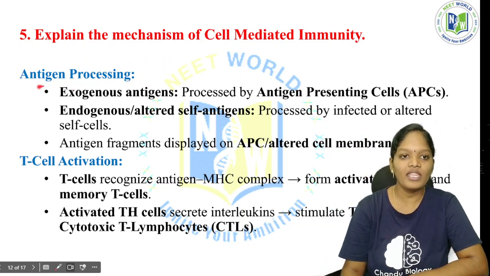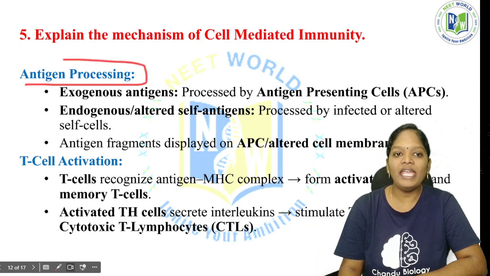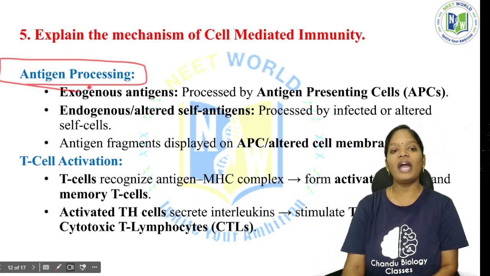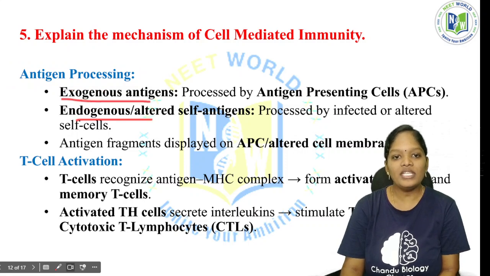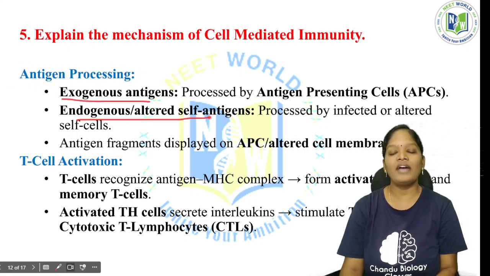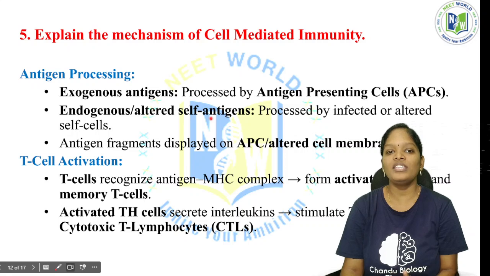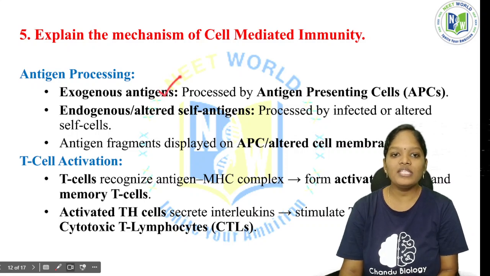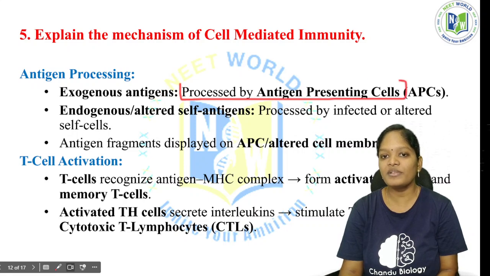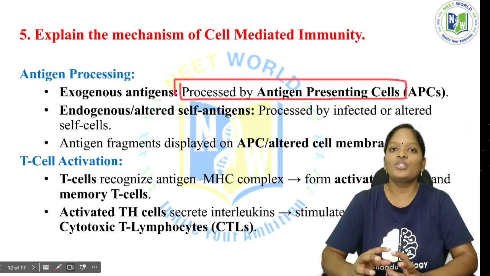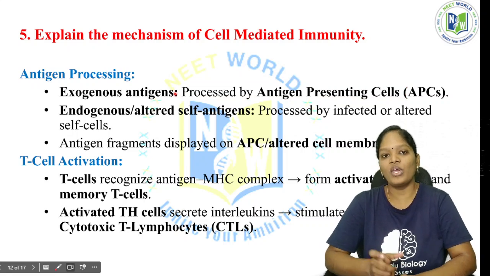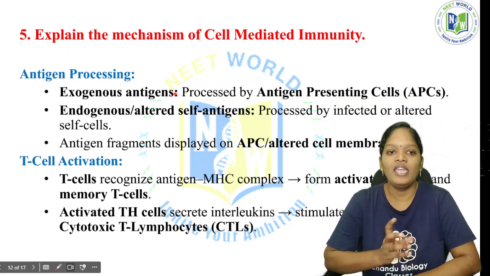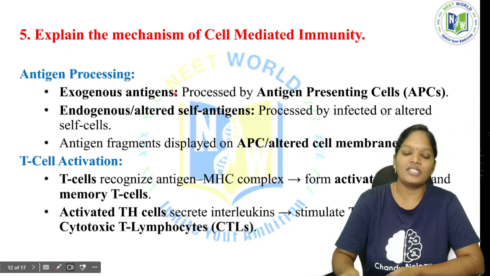See, the first process will be antigen processing. How is the antigen getting processed? Exogenous antigen and endogenous altered self-antigens. We have two different types of antigen. What is the difference between these two? Exogenous antigens are antigens processed by the antigen presenting cells. Those antigens processed by antigen presenting cells, we call exogenous antigens.